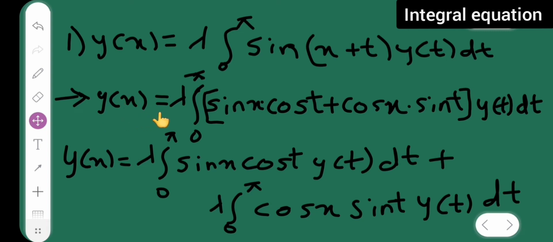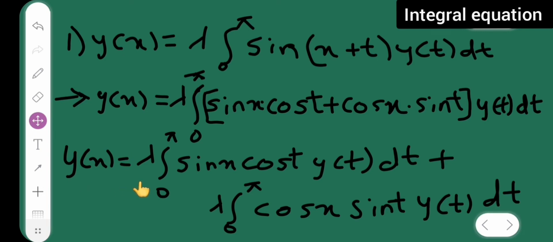Y of x is equal to lambda integral from 0 to pi. This is my separable kernel, okay? So what is sine of x plus t? Sine of x plus t is nothing but sine of x into cos of t plus cos of x into sine of t, okay? Y of t dt. Now y of x is equal to, this is the formula for this.